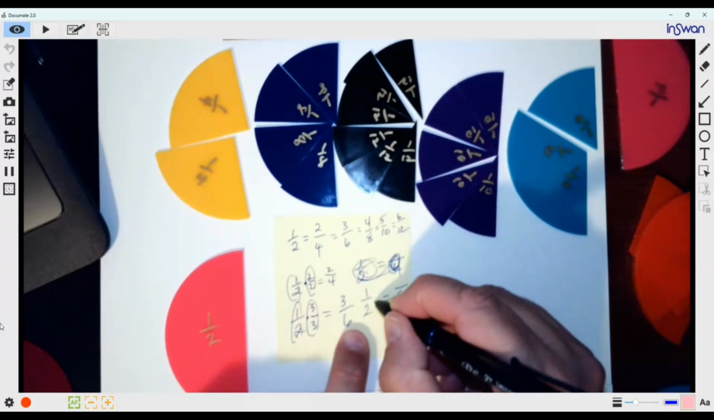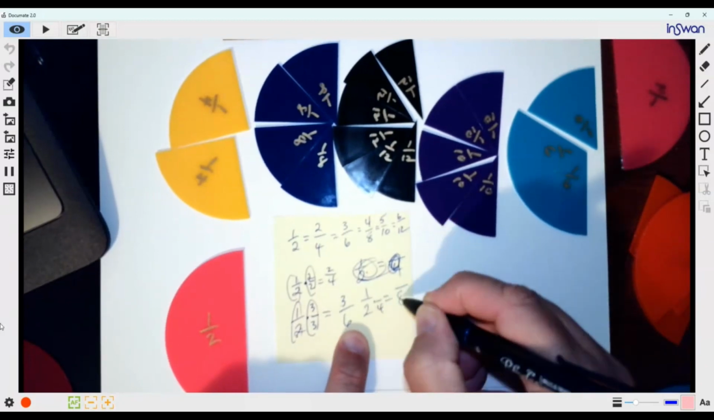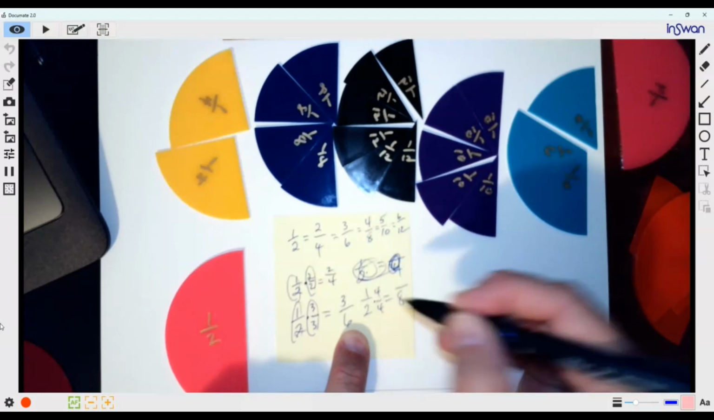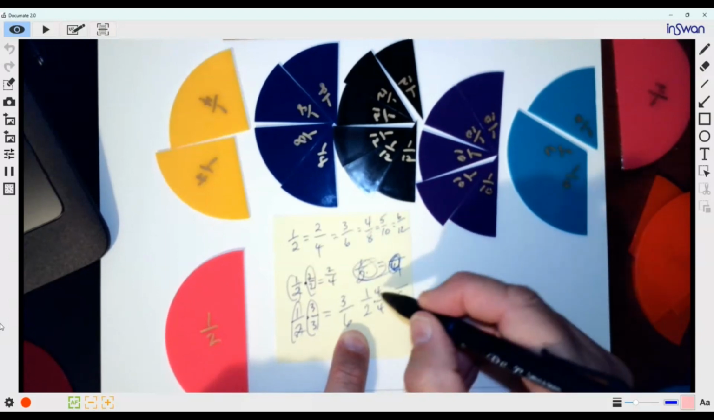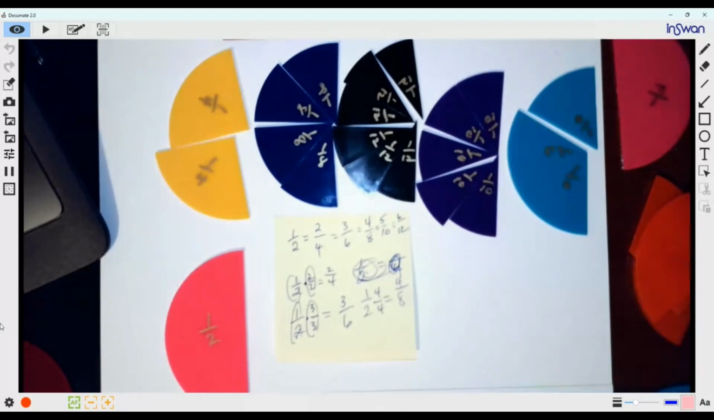Then we would have to multiply the bottom by 4 to get 8. 2 times 4 is 8. And we would then have to multiply the top by 4. 4 times 1 is 4. So 1/2 is the same as 4/8.